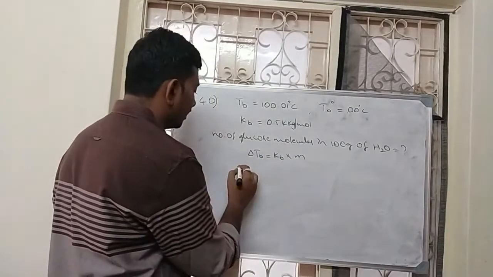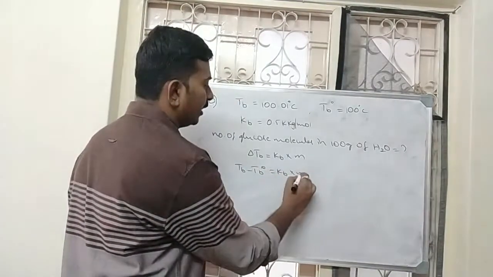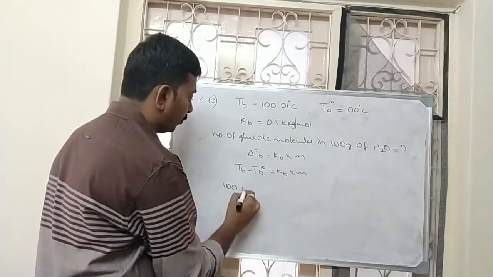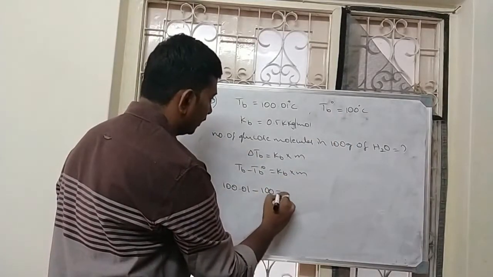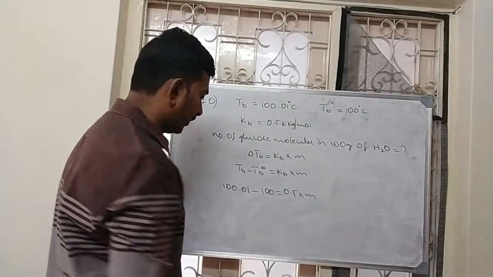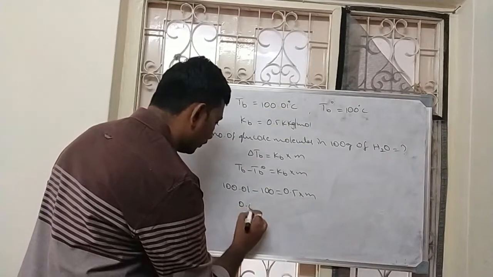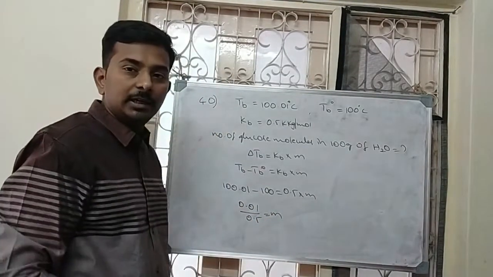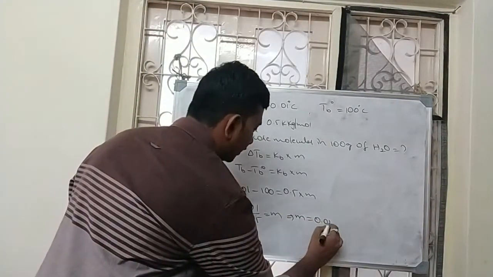So delta Tb is Tb minus Tb naught, which is equal to Kb into m. What is the boiling point of solution? 100.01 degrees centigrade minus Tb naught, which is 100, is equal to Kb, 0.5, into m. So 100.01 minus 100 is 0.01, divided by 0.5, is equal to molality. So from this, the value of m will be 0.02.